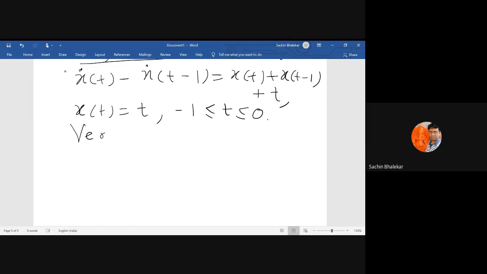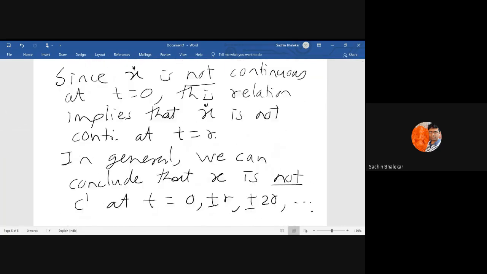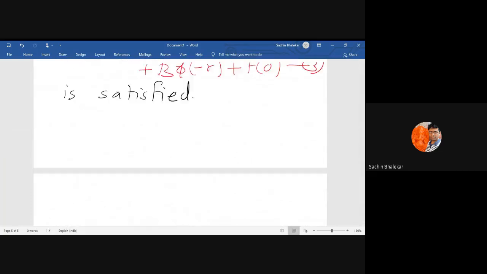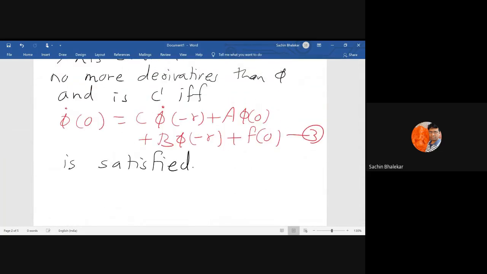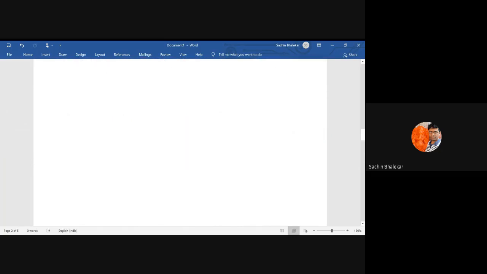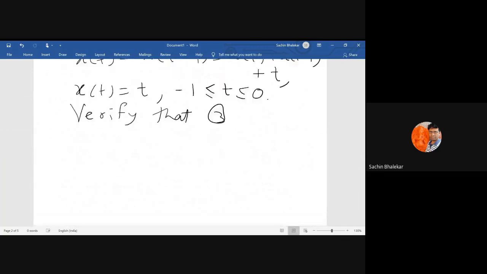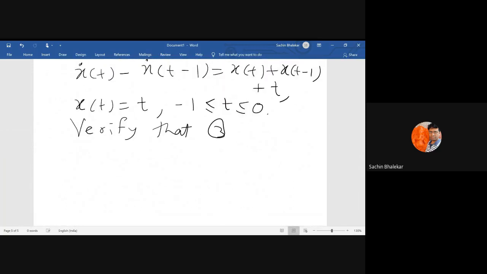Verify that the condition 3 is not satisfied. What is condition 3? Phi dot of 0 is not the same as c times phi dot of minus r plus a phi of 0 plus b phi of minus r plus f of 0. So verify this condition. Verify that condition 3 is not satisfied.